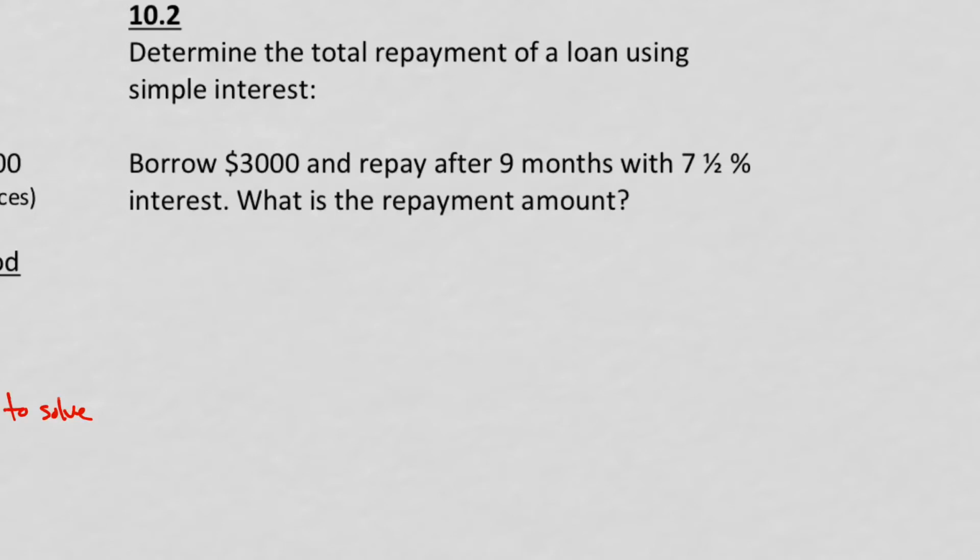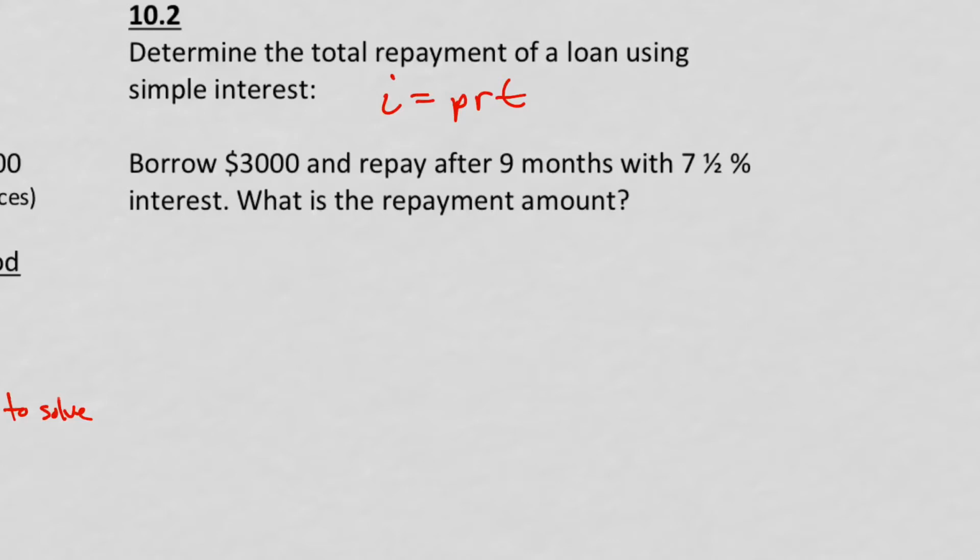Okay, next we have 10.2 with simple interest. So determine the total repayment of a loan using simple interest. So remember that simple interest is I equals PRT. And if you borrow 3,000 and repay after 9 months with 7.5% interest, what is the repayment amount? So remember that you're not just calculating interest, you're going to calculate interest plus the principal.